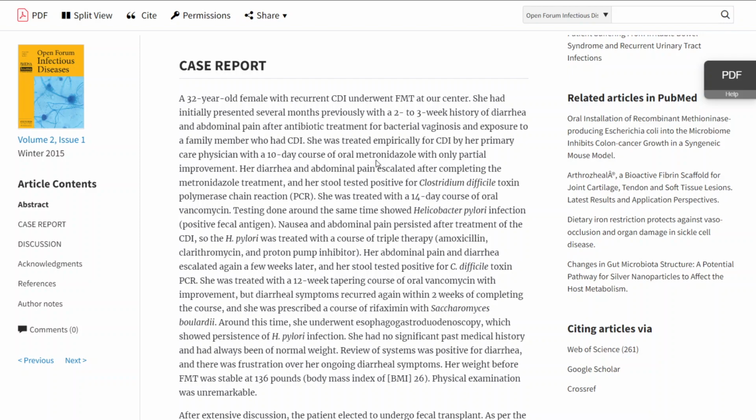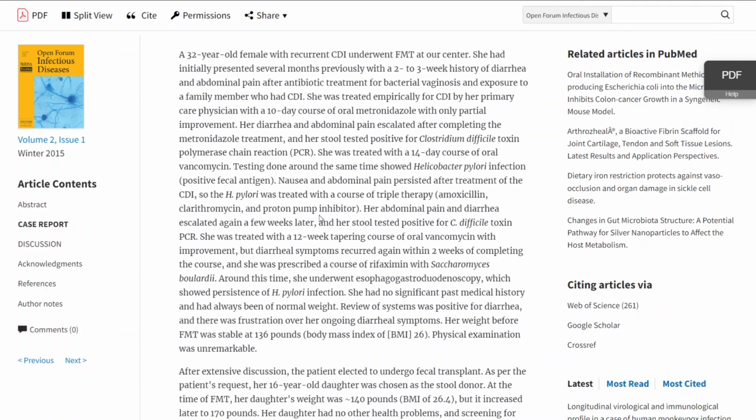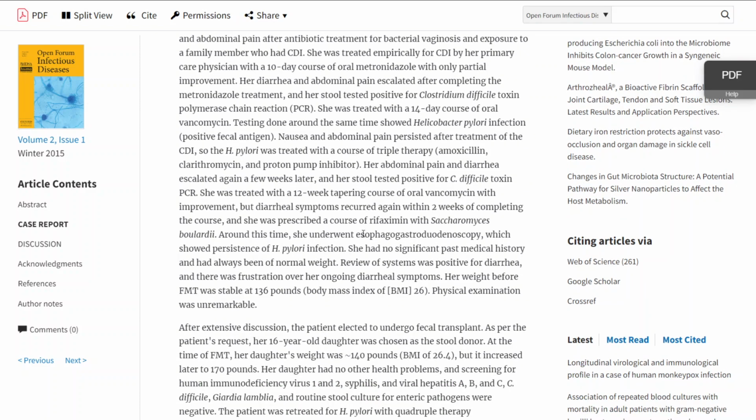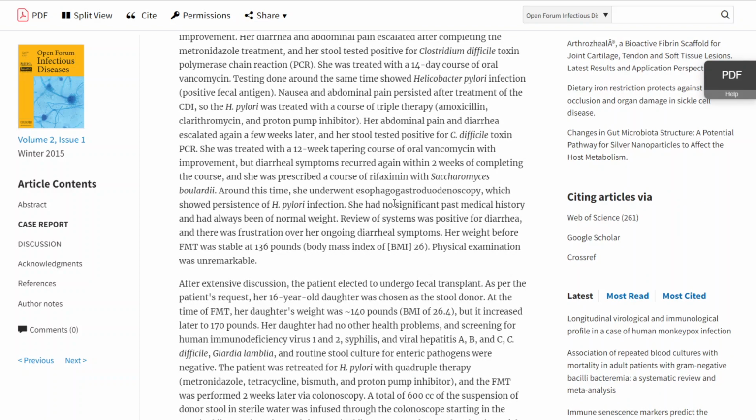She was treated with metronidazole. The treatment for C. difficile is usually metronidazole or vancomycin, and she was treated with both. She got metronidazole and got partially better. Then she was treated with oral vancomycin. That got somewhat better, but then she had another round of oral vancomycin. That didn't get better. Then she was prescribed a course of rifaximin and Saccharomyces, this yeast, but that didn't help either. So basically, she was getting worse and worse, and they decided that they needed to do this FMT, which is fecal microbiota transfer, also known as gut microbiome transfer.